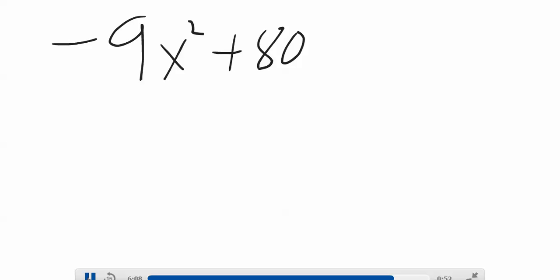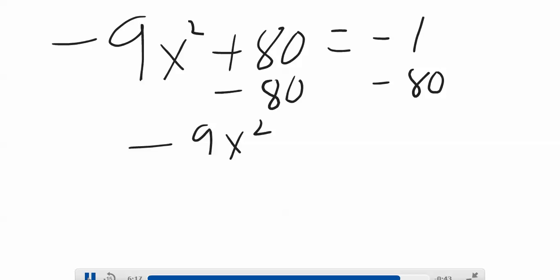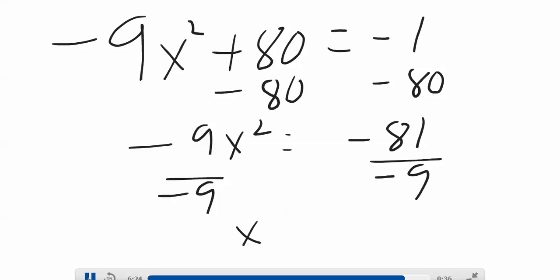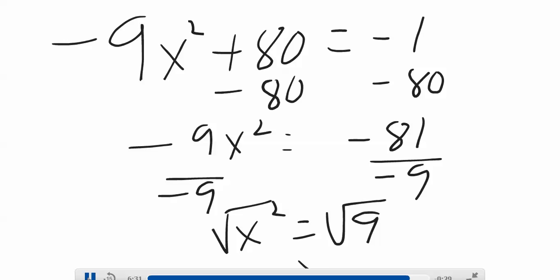And here is your last example for this. How about 9x squared plus 80 equals negative 1? First thing you should do is subtract 80 from both sides. So now you have negative 9x squared equals negative 81. Divide by negative 9, divide by negative 9. X squared is equal to 9. Square root both sides. X is now plus and minus 3.